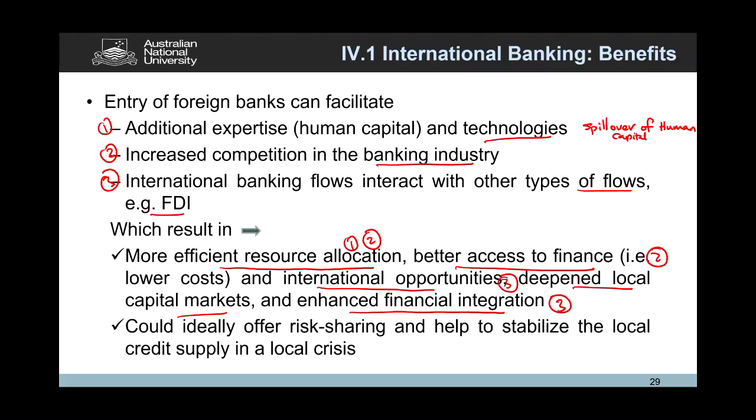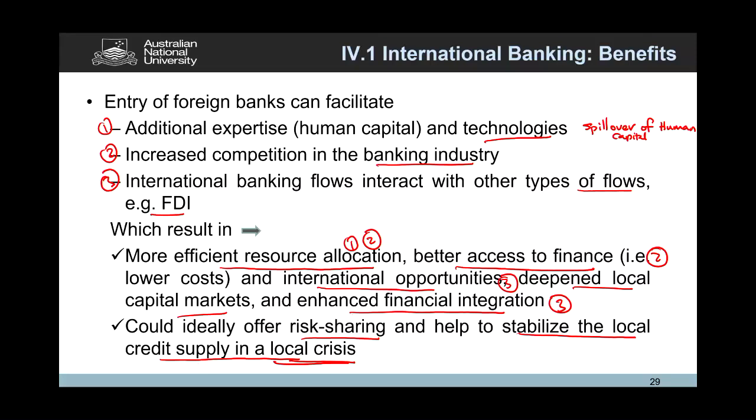And they could ideally offer risk sharing and helping to stabilize the local credit supply in a local crisis. It matters, right? Because if there is a local crisis, why would the presence of an international bank help to stabilize the local credit supply?